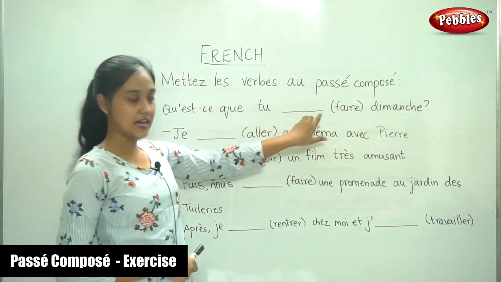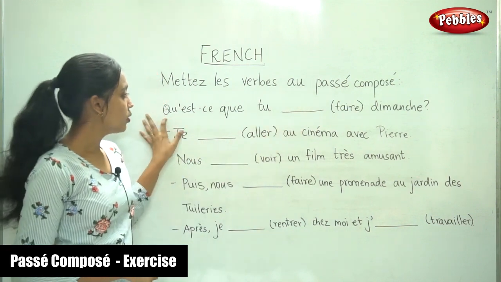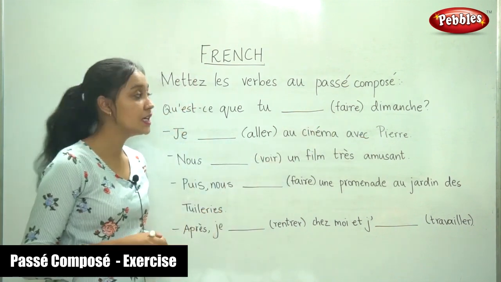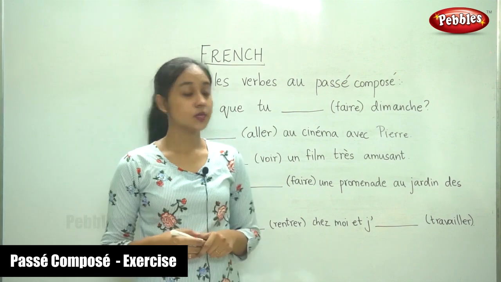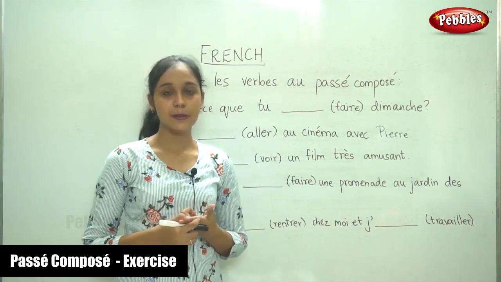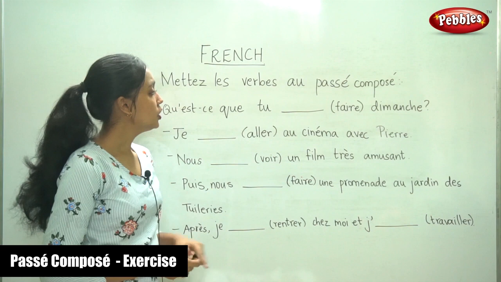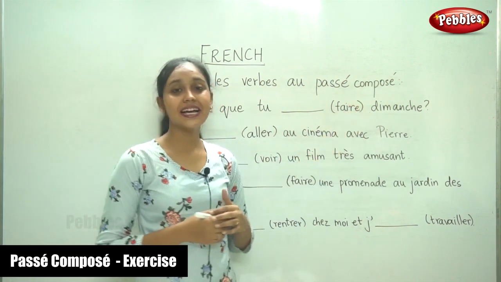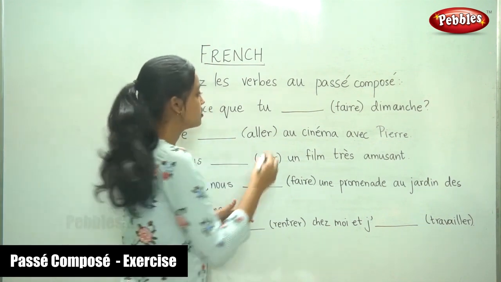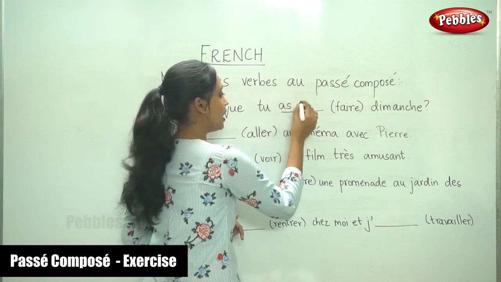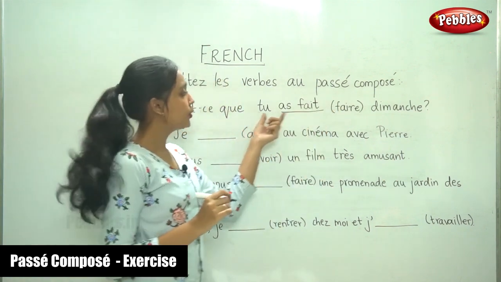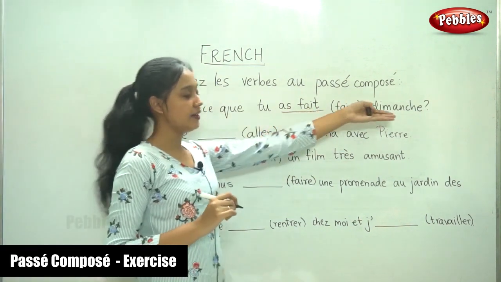Qu'est-ce que tu dash dimanche? So what is it that you, the verb here is faire. Faire means to do. So what was the rule for this? Avoir or être conjugation plus the past participle of the verb. So the verb is faire. So what will it take as its auxiliary? It is avoir. And the subject here is tu. So tu as. And the past participle of faire is fait. Tu as fait dimanche. Qu'est-ce que tu as fait dimanche?